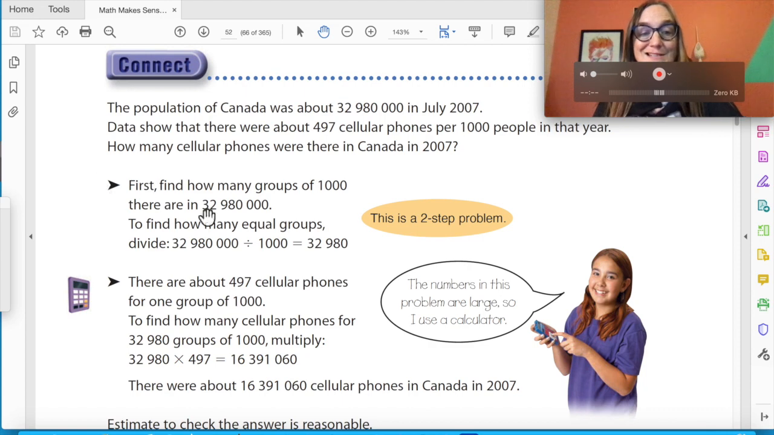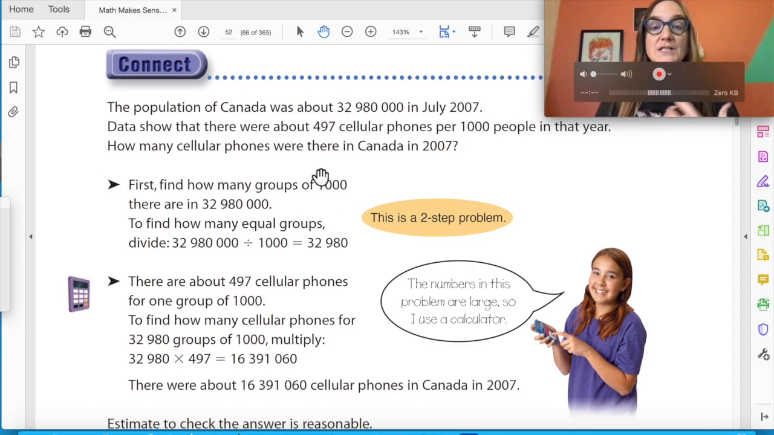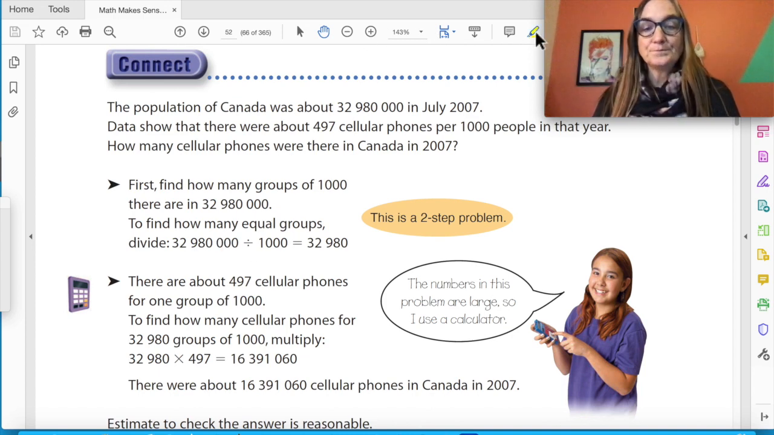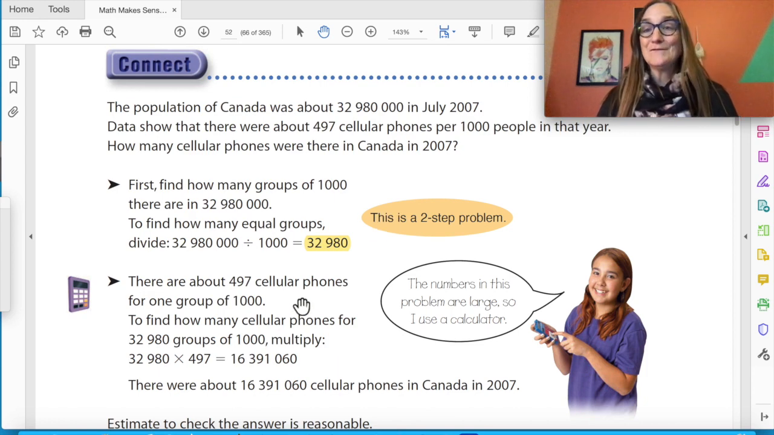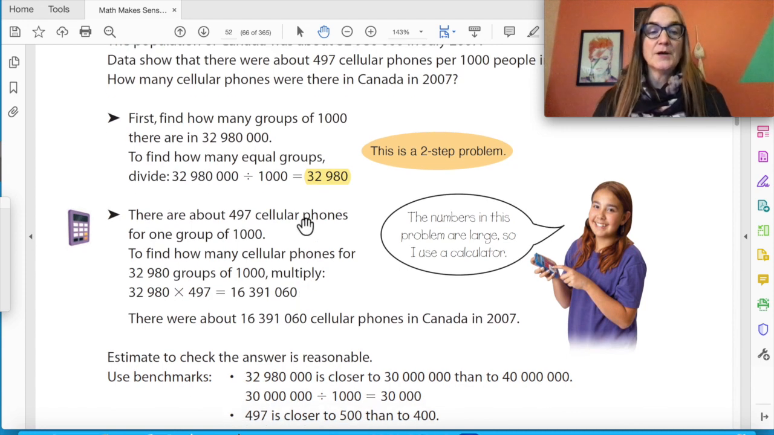So as you can see here, it's coaching us through this two-step problem. The first thing we need to do is figure out how many groups of 1,000 there are in 32,980,000. To find out how many equal groups, divide 32,980,000 by 1,000, and that gives us 32,980. That's a really important number for us to keep track of. Okay, it's our first step in our problem. We need that number in order to answer the next problem.